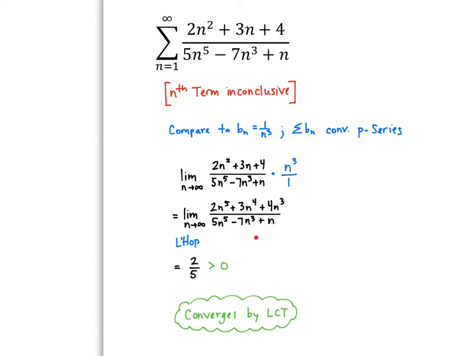When you do L'Hopital a few times, you're going to end up with that limit equaling 2/5. Remember, the criterion for the limit comparison test is that the limit has to be greater than 0. And since this one is, and we are comparing it to a converging p-series, this series converges by the limit comparison test.